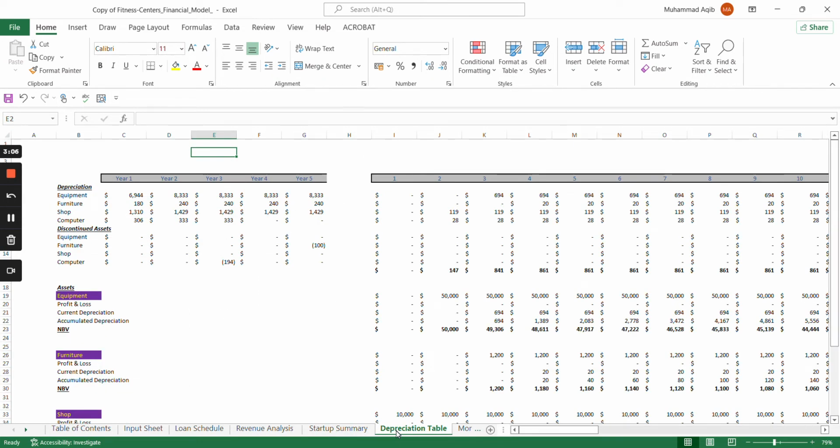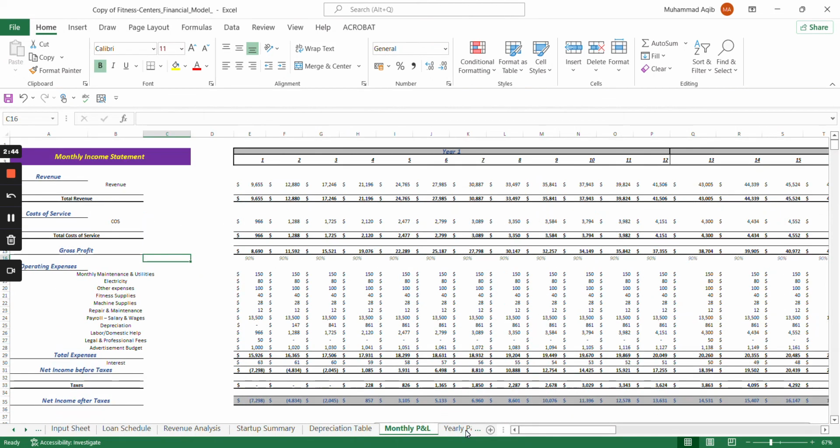Moving on to the depreciation table, this allows the business to identify its fixed assets and depreciate them on a monthly basis. This helps the business to keep its assets at net book value so that they could be fairly represented on the financial statements of the fitness center.